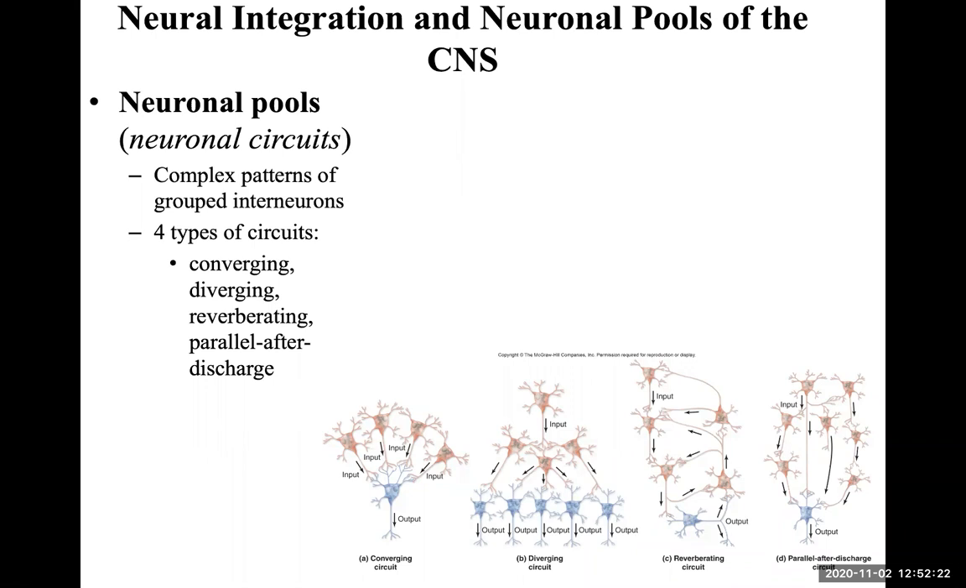And then parallel after discharge is a type of arrangement we see of neurons that are involved with higher levels of thinking. A lot of the circuits that you find within the frontal lobe, or I suppose just within the cerebral cortex in general, are parallel after discharge circuits. So it's kind of a complex type of arrangement of neurons.